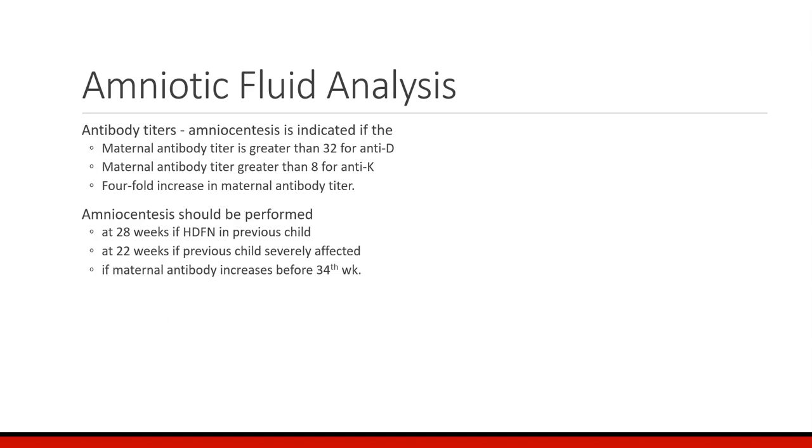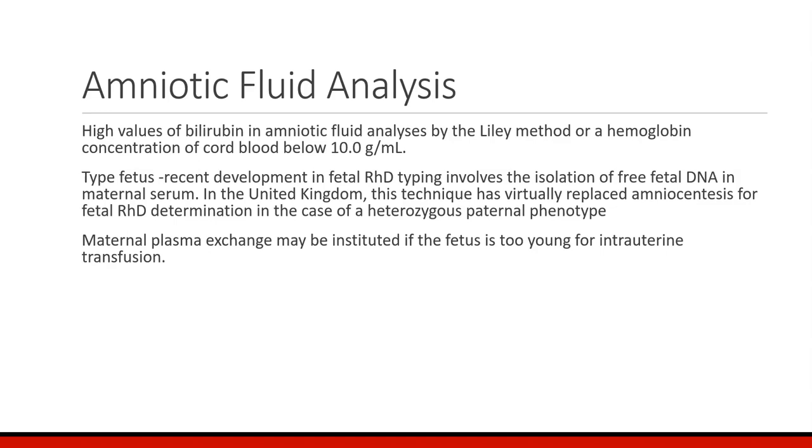Bringing back serology, right? Amniocentesis should be performed at 28 weeks if HDFN was identified in a previous child, at 22 weeks if the previous child was severely affected, and if the maternal antibody increases before the 34th week. So these are all indications that amniocentesis needs to be done. High values of bilirubin in amniotic fluid analyses by the Liley method, or a hemoglobin concentration of cord blood below 10 grams per milliliter, are significant.